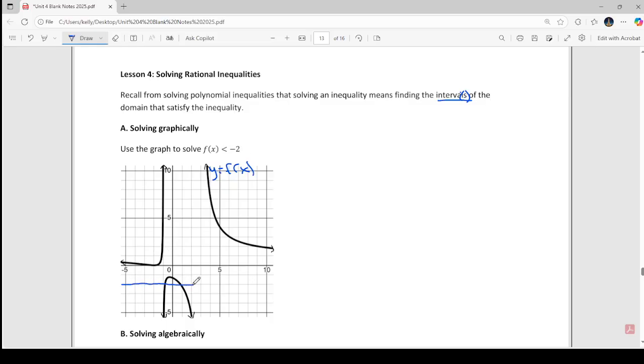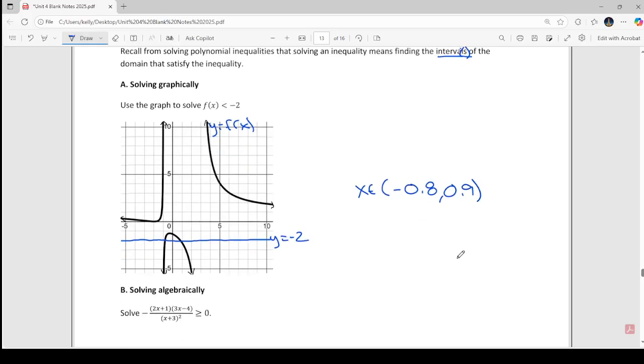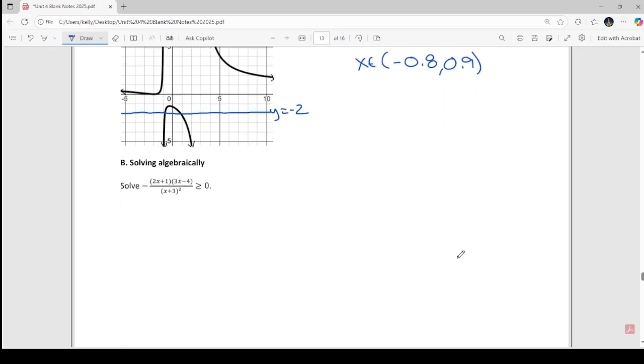If I draw the line y equals -2, I can see that only this part of the graph is less than -2. So from about 0.8 to maybe 0.9. So a quick solution, but an approximate one. So let's see how we can solve algebraically.